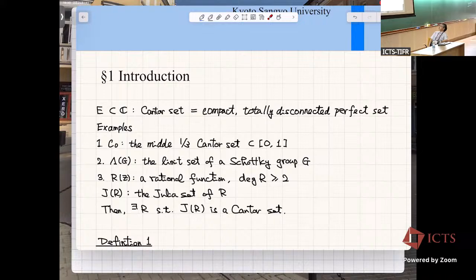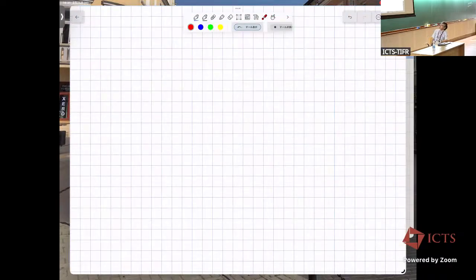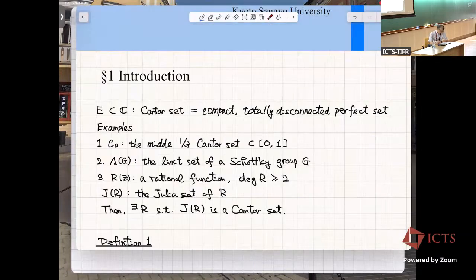Totally disconnected means each point has its own connected component, and perfect means each point is an accumulation point of the set. There are several examples of this kind of Cantor set. The most famous one is the so-called middle one-third Cantor set in the interval. I think most people know the set well, but first I give you the exact construction of such a Cantor set, C0.